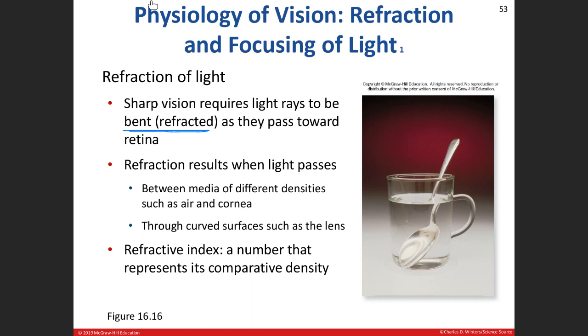All this is for a reason, because we need to focus those light rays. Our goal is to focus those light rays on the fovea centralis. That's where the sharpest vision is located. That's where the majority of our cones are located. So we're going to see how, when light passes through these different structures with different densities, it bends, and what occurs.